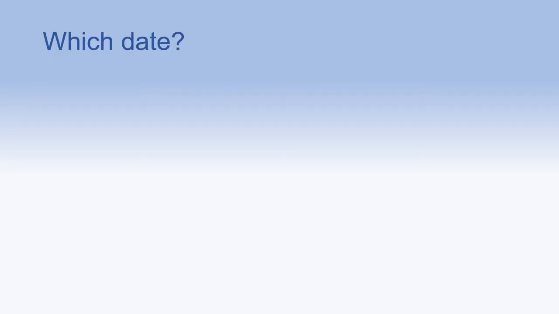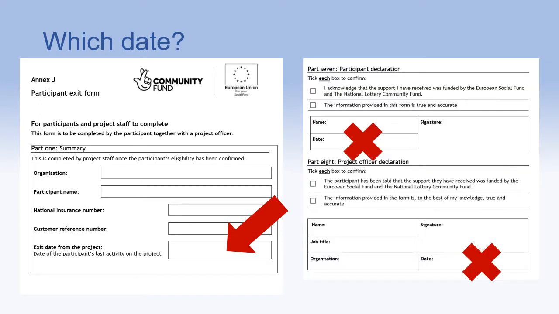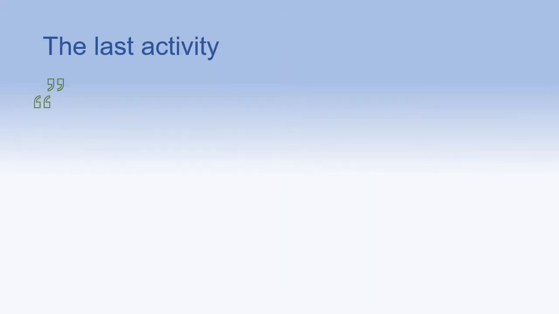So which date are we referring to when we say exit date? It's this one here on the front of the Annex J, the participant exit form. It is not the dates of the declarations, which only confirm when the form was signed. The date we're looking for is the date of the last activity on the project.